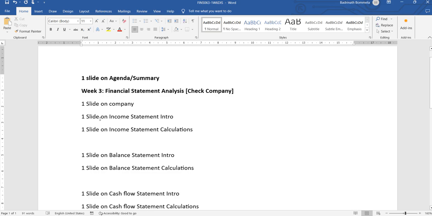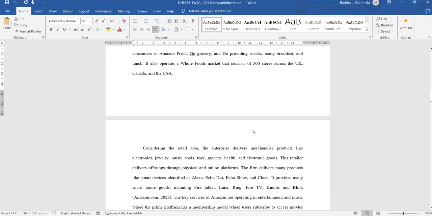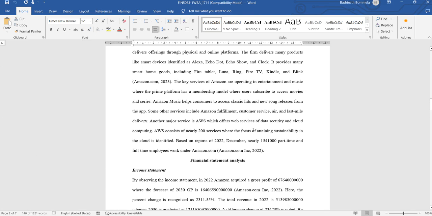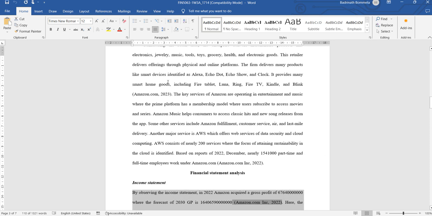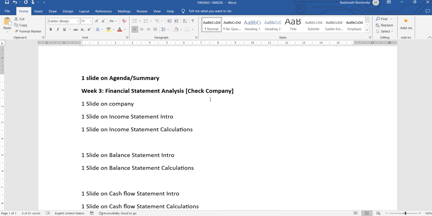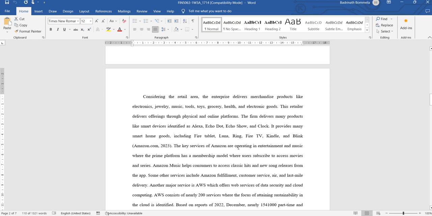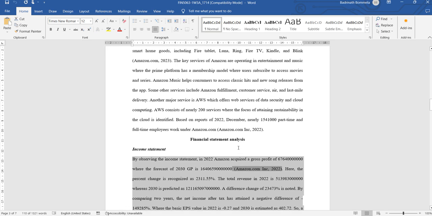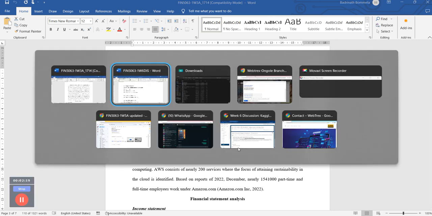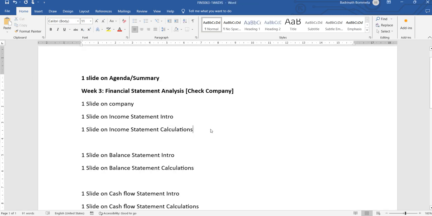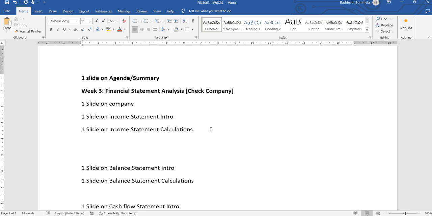Next, give an introduction to what an income statement is, what kind of information we cover in the income statement, and what the key elements are. That is also mentioned in the document. Mention that. Then use calculations. If you find your week 3 Excel sheet, in that you can find equations related to the income statement calculations.